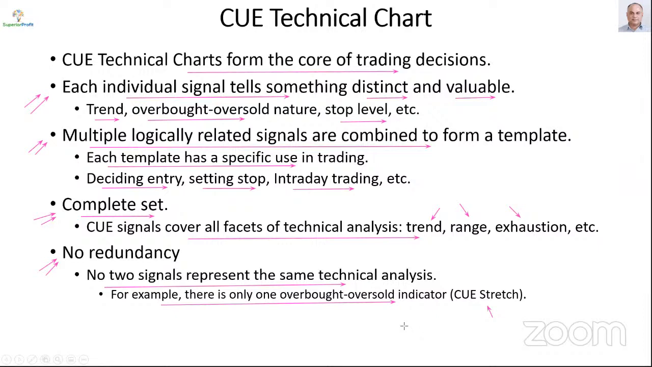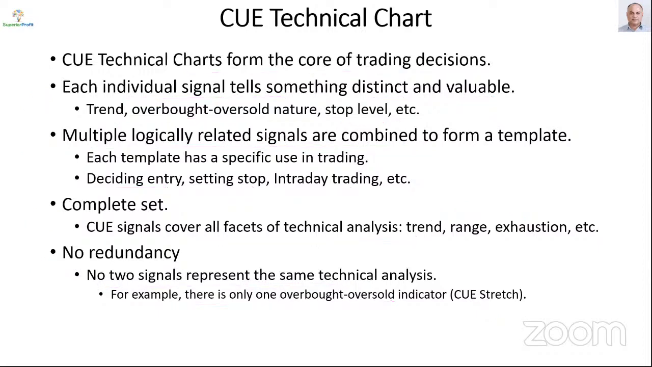Unlike traditional technical analysis where you may find many overbought, oversold indicators, and sometimes people use one, another time they use another, and sometimes they change parameters. I wanted to avoid that from the beginning. So it is a complete set. At the same time, no two indicators represent the same thing, no redundancy. You would probably use every Q indicator someday or other.